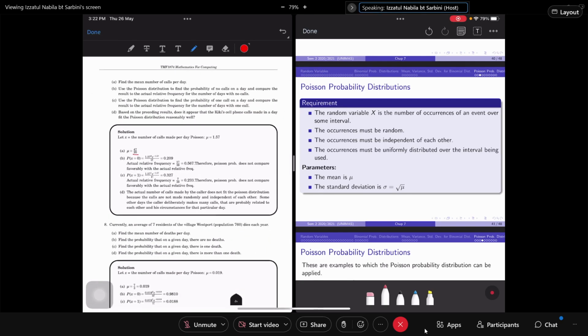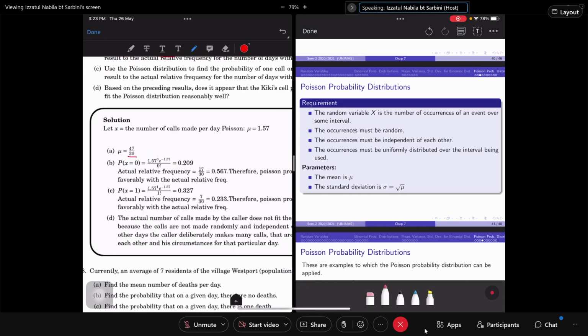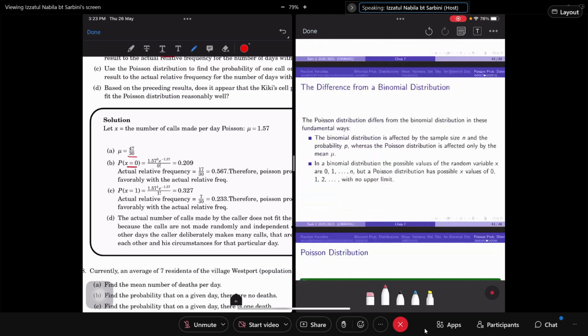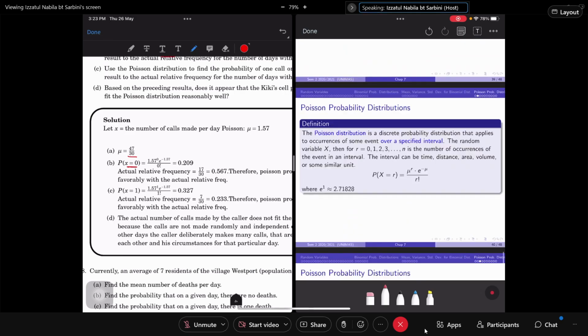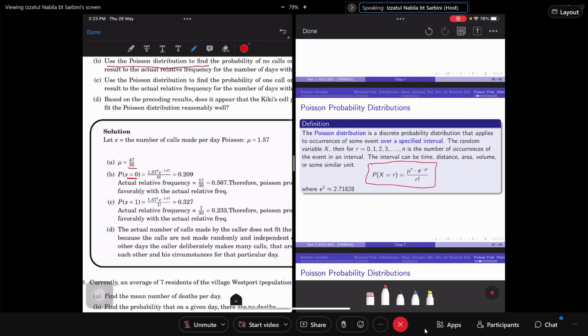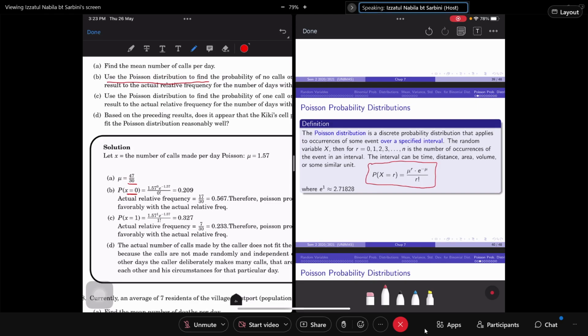So look at B, use the Poisson distribution. I mentioned here, use the Poisson distribution to find the probability of no calls on a day and compare the result to the actual relative frequency for the number of days with no calls. So we use Poisson to calculate first. Using Poisson, where there's no call, so x equals 0. This is the formula for probability for Poisson. So we need to calculate using this. Question B is to find the probability where there's no call, so x equals 0.